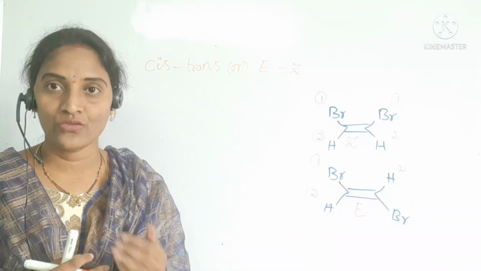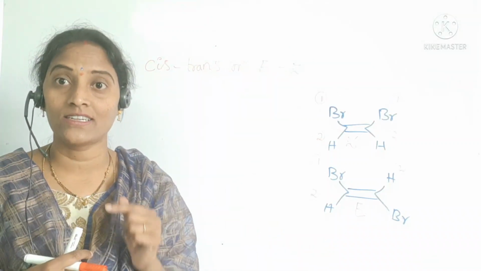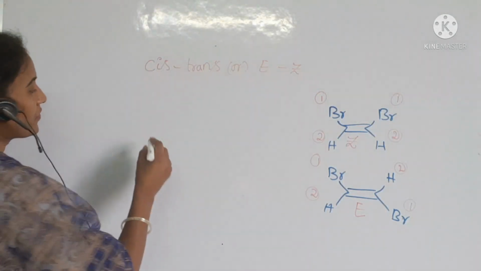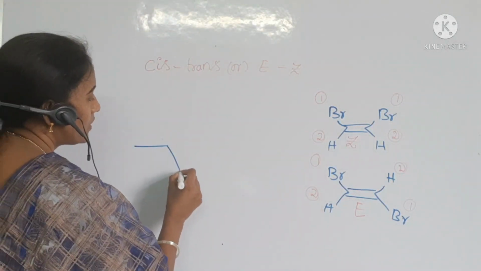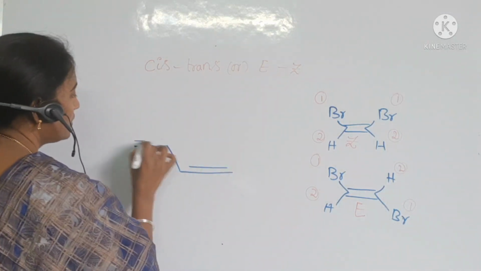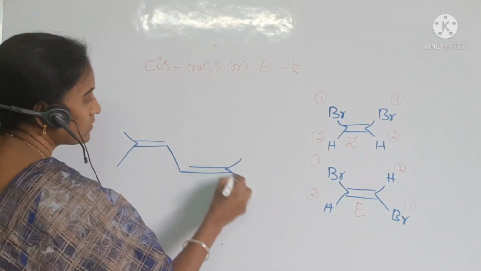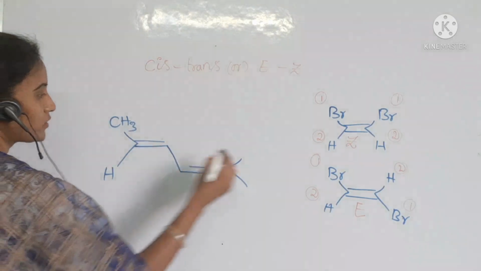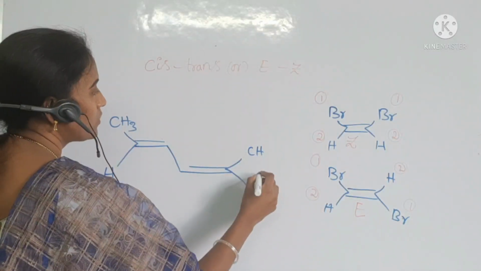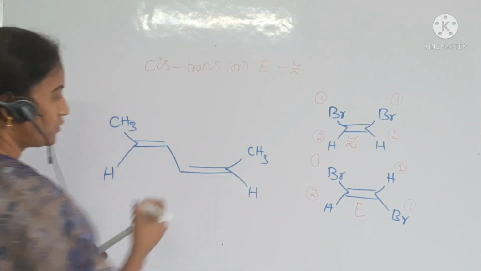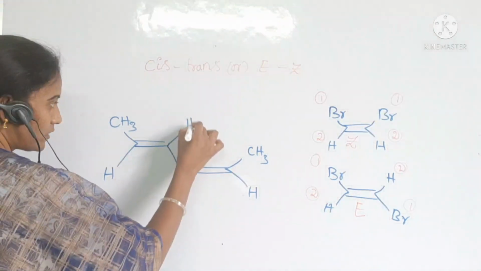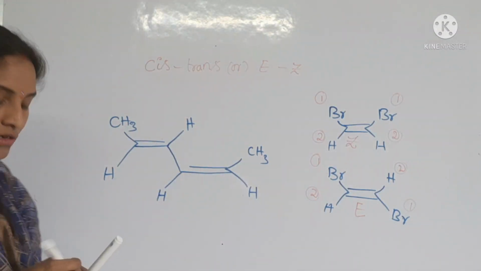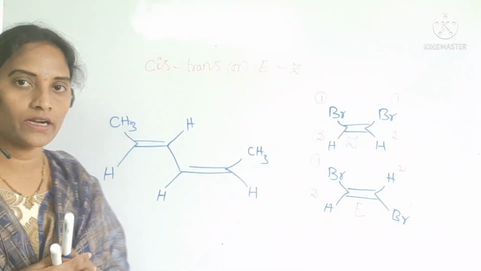If more than one double bond is there, at that time what do you have to do? Okay, see, this is a molecule or isomer having two double bonds. This is a methyl group and this is hydrogen. This is also a methyl group, students, and this one is hydrogen.